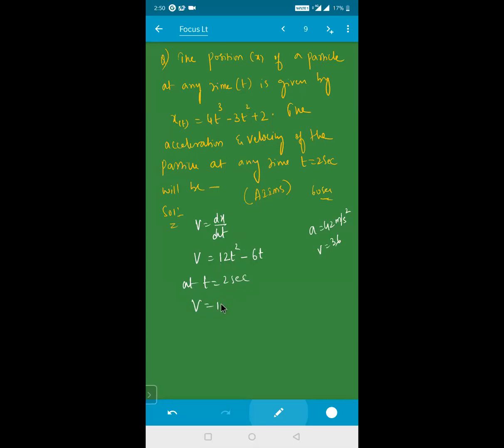Velocity is equal to 12 into t, कितना है, 2 square minus 6 into 2. So this one is how much for me? 12 into 2 square is 48, minus 6 into 2 is 12. तो कितना आ रहा है? Thirty-six. 36 meter per second. Clear? Everyone got acceleration 42, beta? I need not do this problem. Yes, sir. Acceleration, sir, 42. Everyone. Yes.